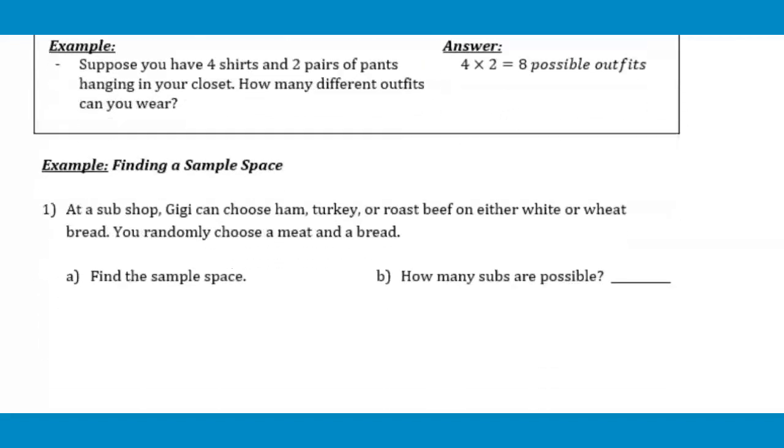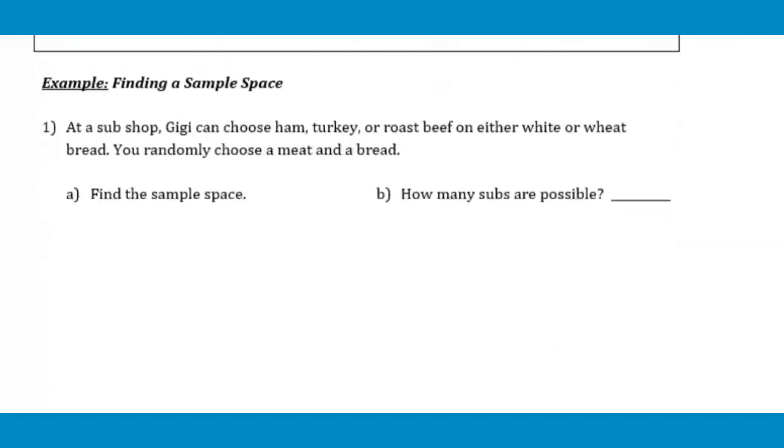So finding sample space. This is on your PDF if you're following along with the PDF. So what I want to do to find this is I want to list all of the possible outcomes. So at a sub shop, Gigi can choose ham, turkey, roast beef on either white or wheat bread. So I have 2 choices of bread. So I have white and I have wheat. And off of that, I have 3 different choices.